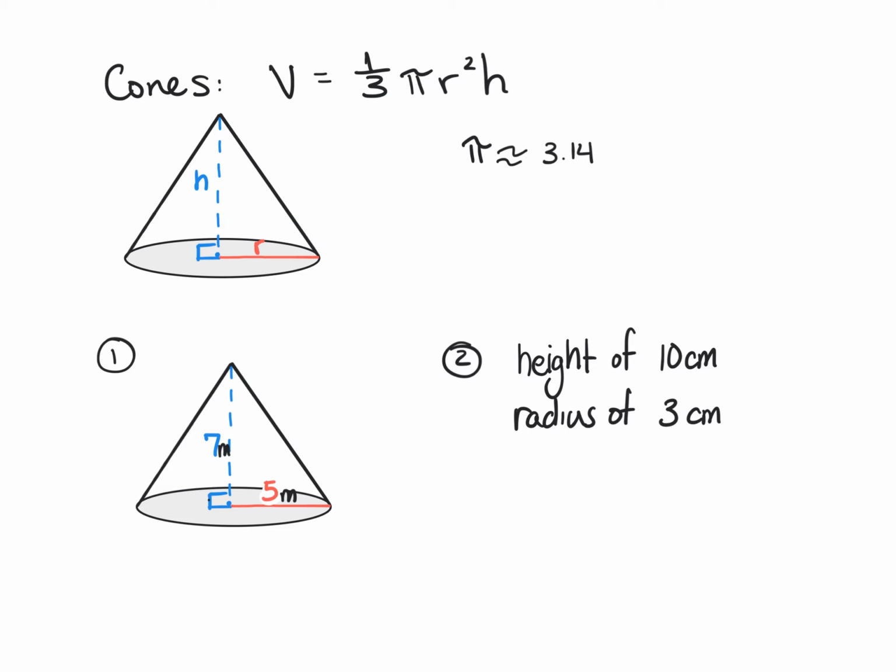So let's go ahead and get into it. So number one has a 7 and a 5. So 7 is my height. 5 is my radius. It's just a matter of plugging it into the calculator. So you can type in 1/3 times 3.14, and then you can multiply that by 5 squared, and then you can multiply that again by your height.